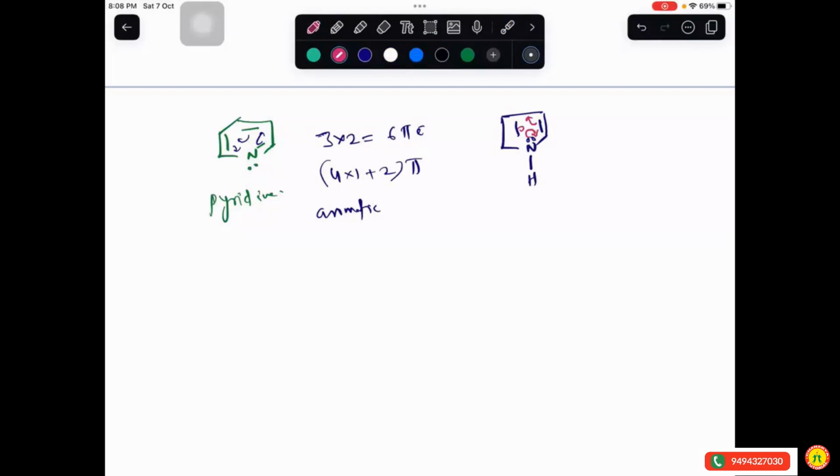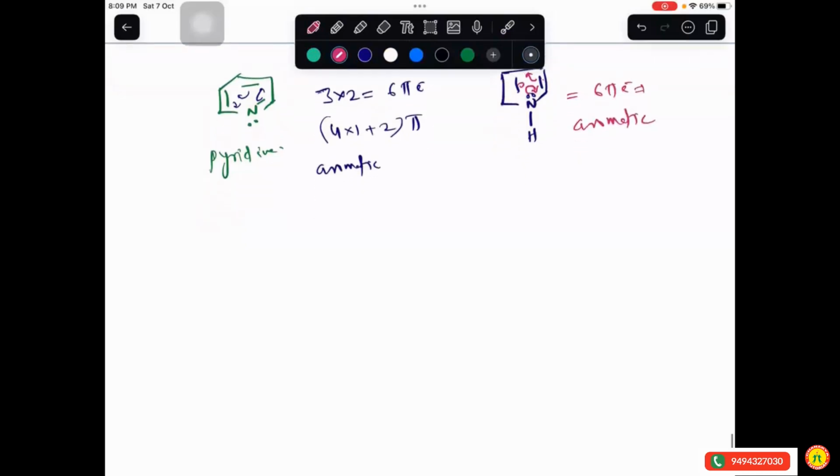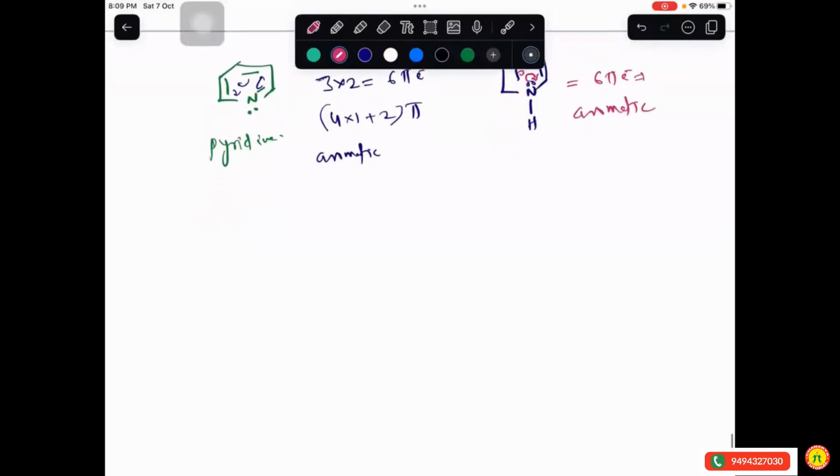Therefore, you have to consider the lone pair also. So total how many? One, two double bonds and one lone pair. Total is 6 pi electrons, right? So 6 pi electrons means it is aromatic. Just now we discussed. Very, very important, this one.